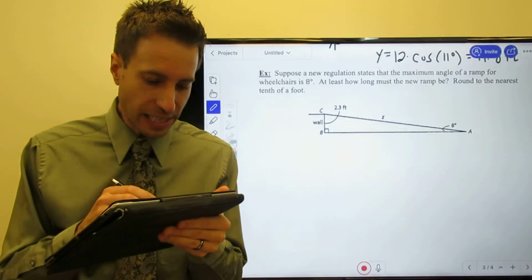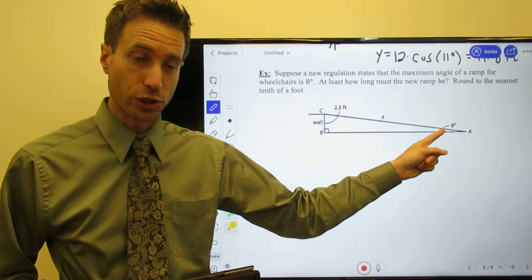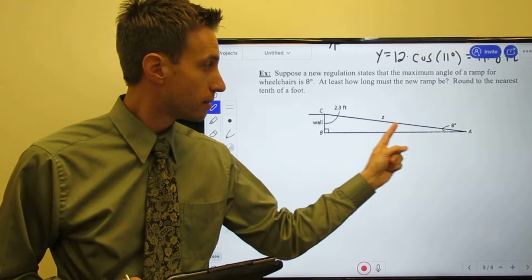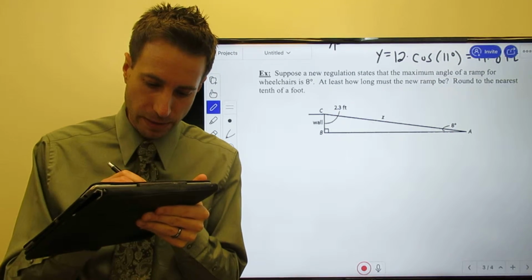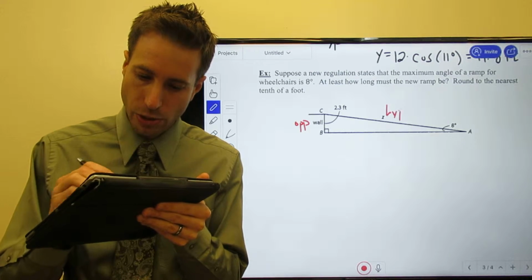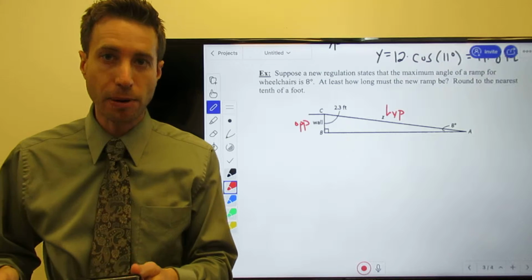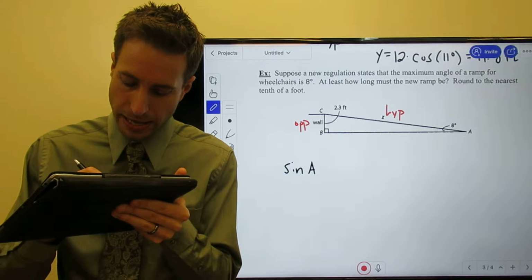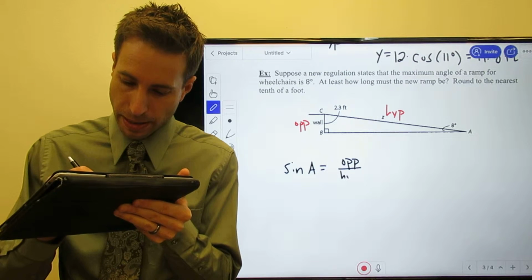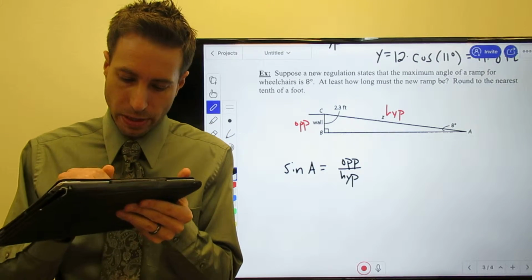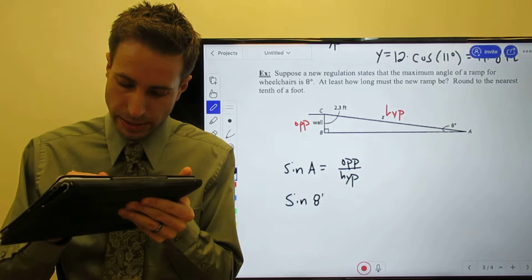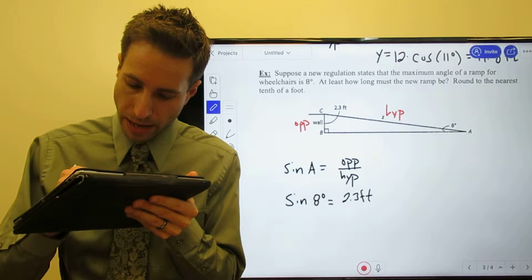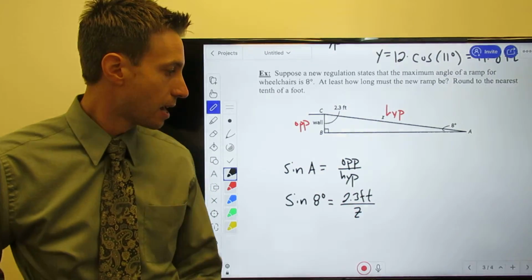Okay, well here we go. Let's take a look at what we're given. I am given this angle, which is 8 degrees. I know the opposite side. I'm trying to find z, the hypotenuse. Well, label that stuff. This is the opposite. This is the hypotenuse. Which trig function uses opposite and hypotenuse? Sine. So, the sine of angle A is equal to the opposite over the hypotenuse. Plug in what we know, solve for the one that we don't. Sine of 8 degrees is equal to the opposite side, 2.3 feet, over the hypotenuse, which for us is z. I need to solve for z.